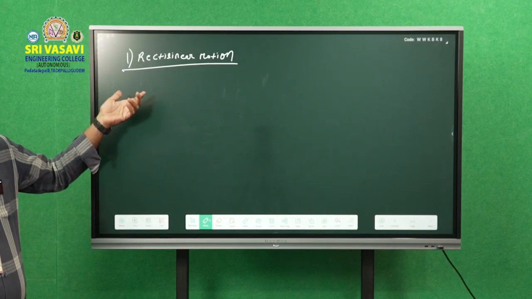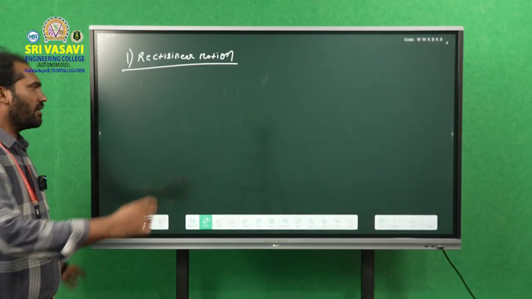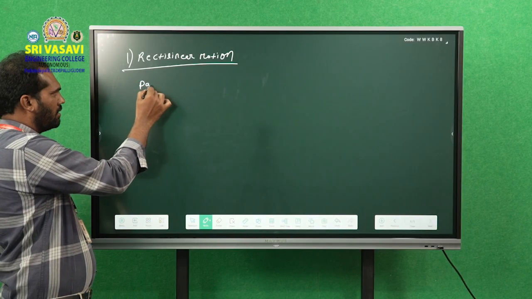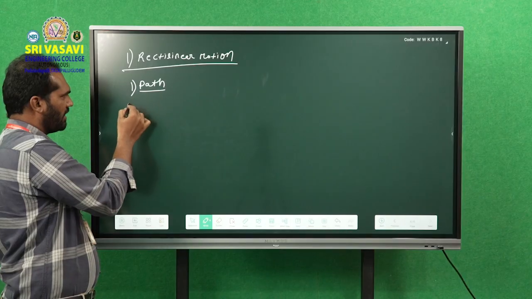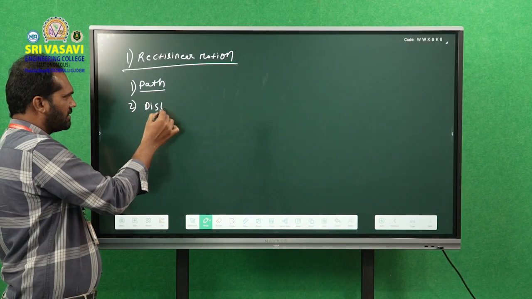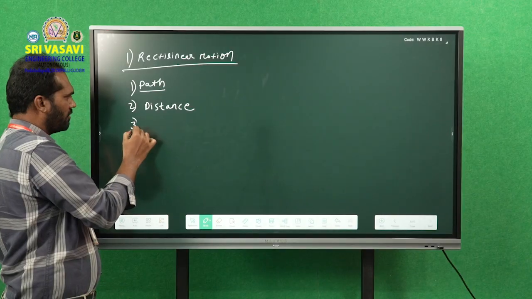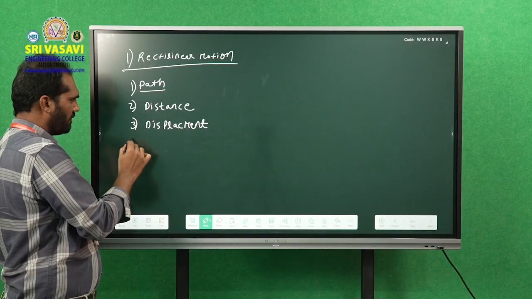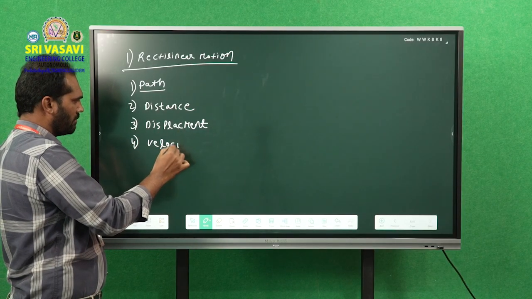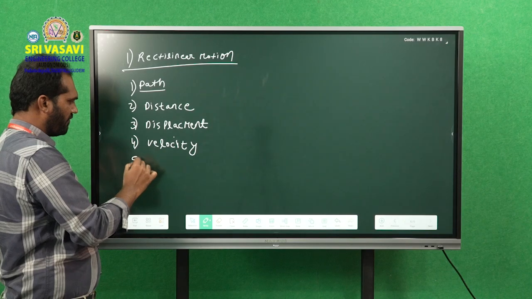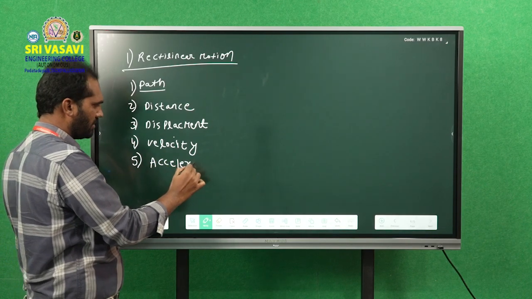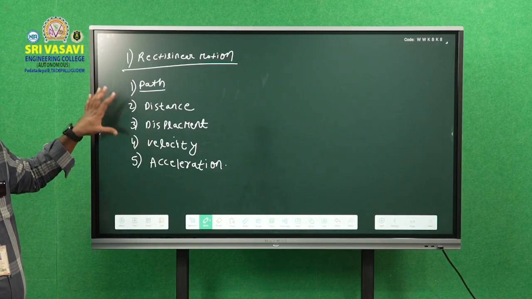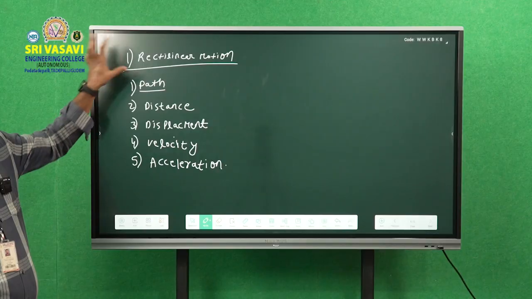When going to the topic of rectilinear motion, I have to say a few basic definitions. The first one is path, the second one is distance, the third one is displacement, the fourth one is velocity, and the fifth one is acceleration. These are the basic definitions which you have to know when going to rectilinear motion.